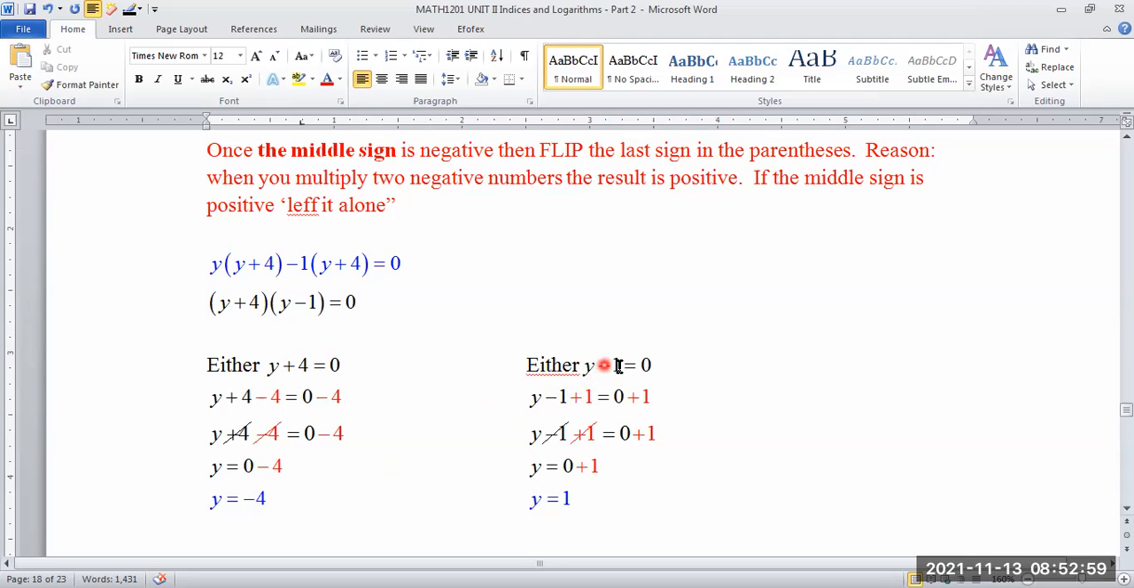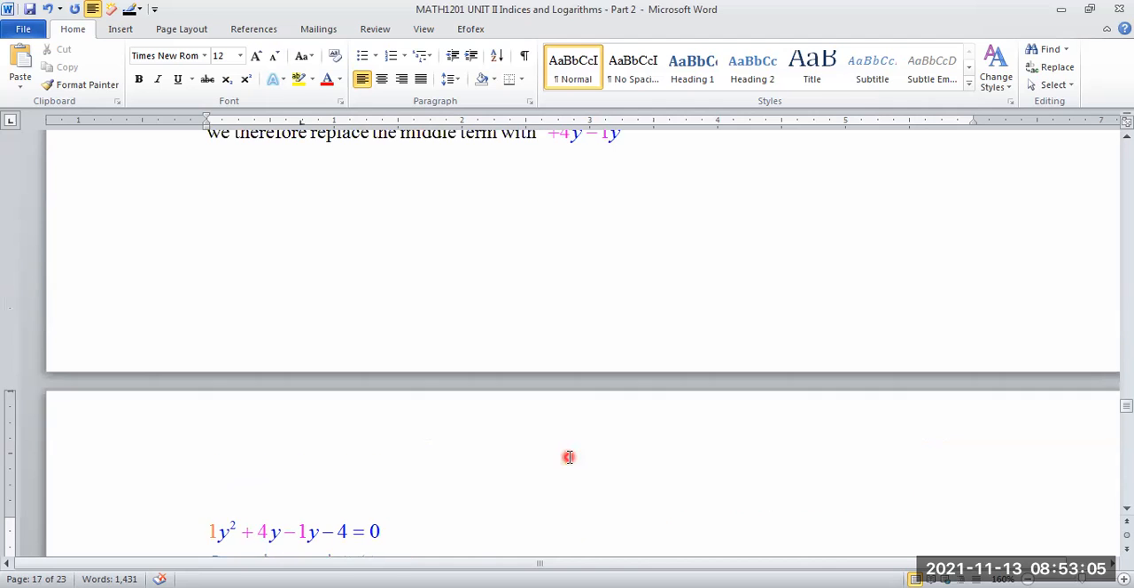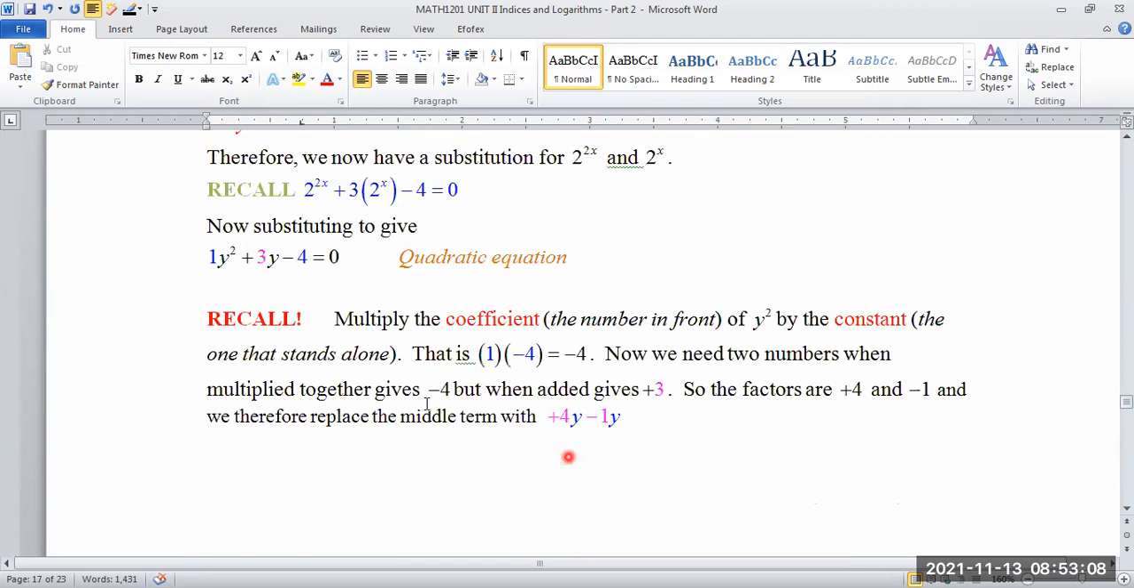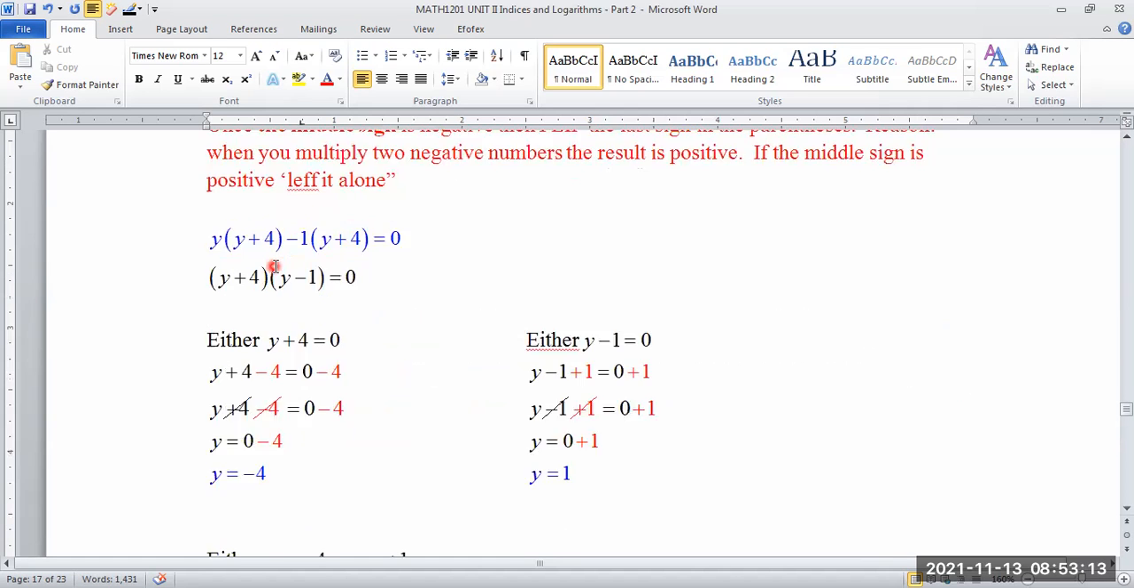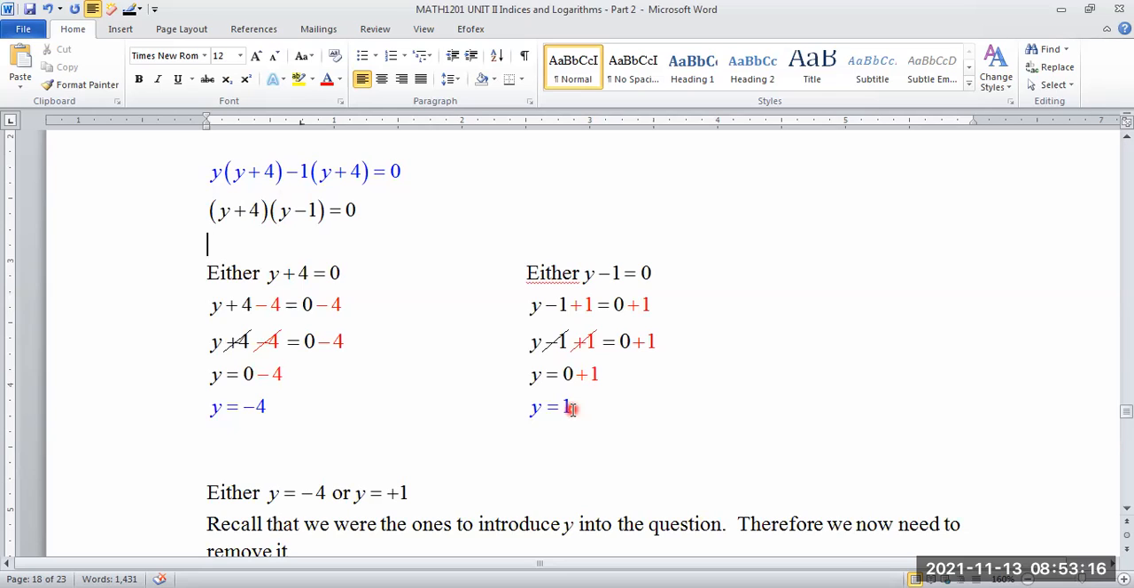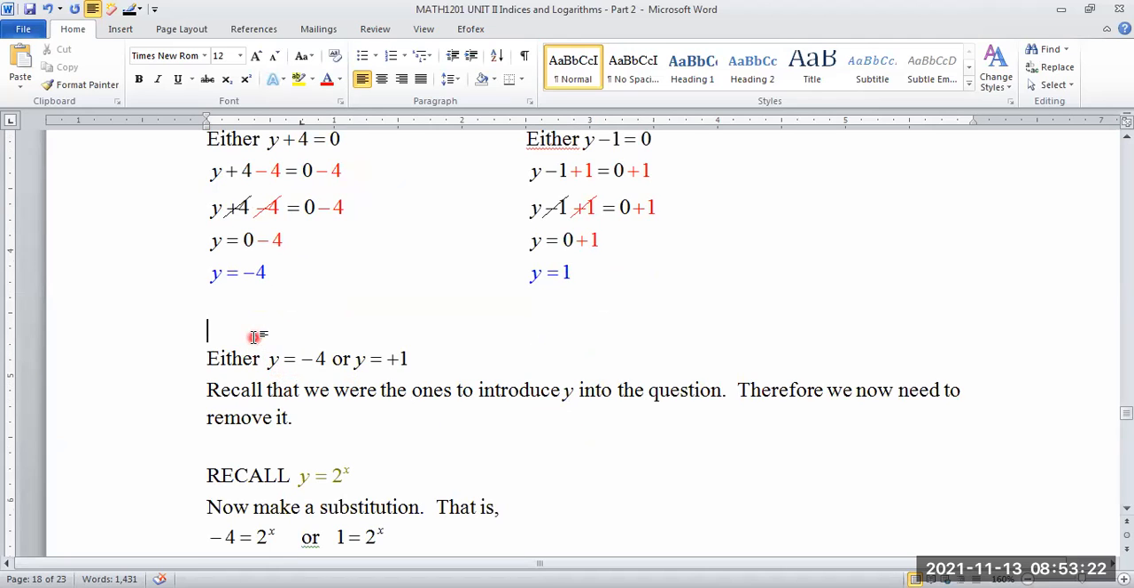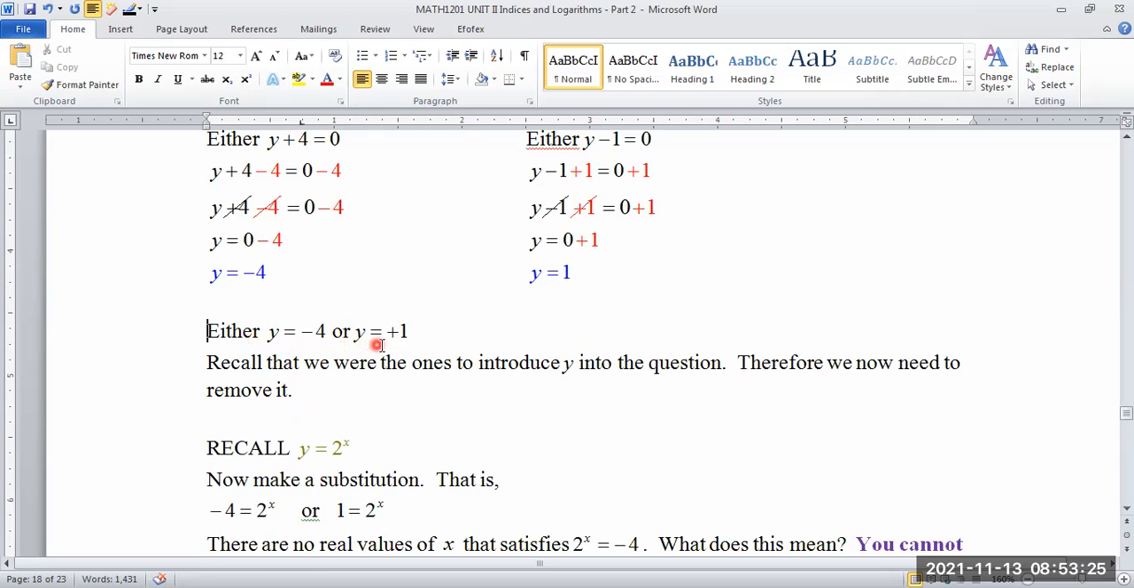And I'll do the same for here. So y is going to be equal to positive 1. So I have solved this equation in y to give me negative 4 and positive 1. But remember, as I put it here, either y equals negative 4 or positive 1 from up here. But recall, we weren't the ones who introduced y into the question. The original question did not give us y in it. We were the ones who introduced y to the question. Therefore, we need to remove it.